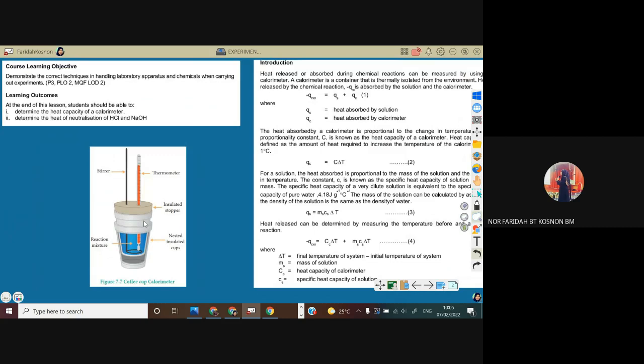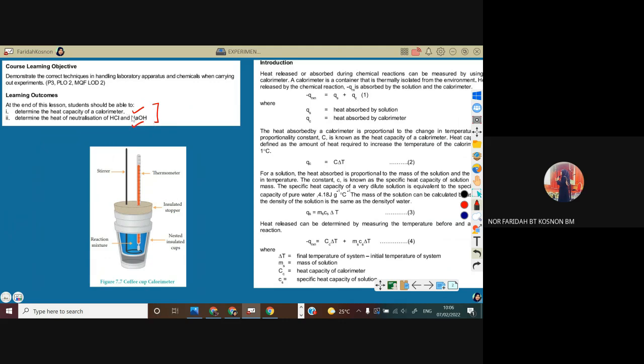Okay, so the title of the experiment is determining the heat of reaction, saya dah sebut tadi, and the learning outcomes. Dan saya minta respon, maksudnya kalau ada pelajar yang ada mic tu boleh respon, kalau tak ada mic boleh type lah. Alright, so at the end of this lesson, students should be able to determine the heat capacity of a calorimeter and determine the heat of neutralization of hydrochloric acid and sodium hydroxide. So we have two objectives here.